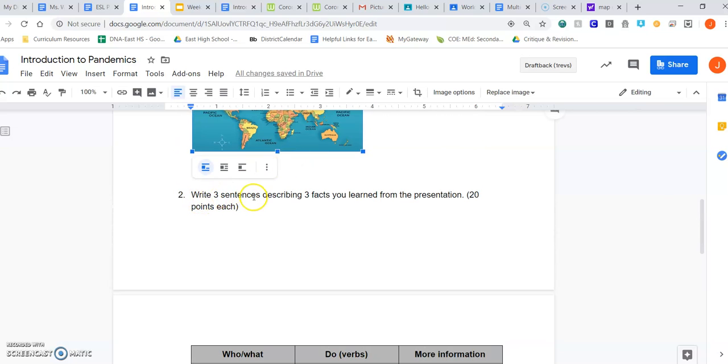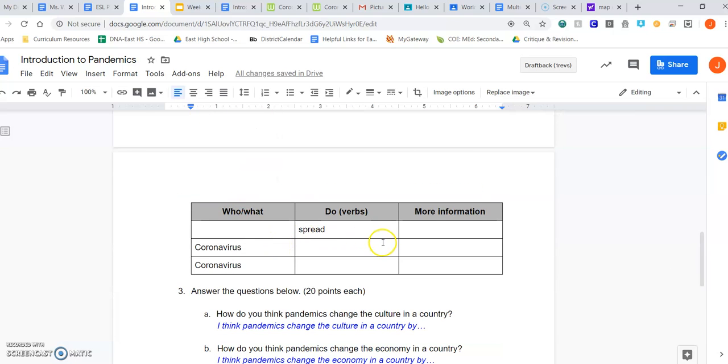Write 3 sentences describing 3 facts you learned from the presentation. 20 points each. Okay, so I need to think to myself, what did I learn? So I have a few words already put into these 3 boxes to help you get started. Remember, we are writing our sentences as who or what. The subject goes here. Do, verbs, action words here, and more information. So I'll do one as an example.